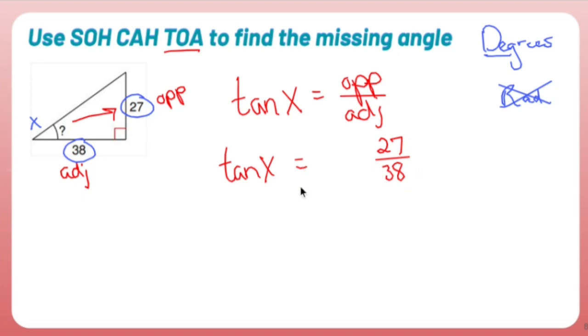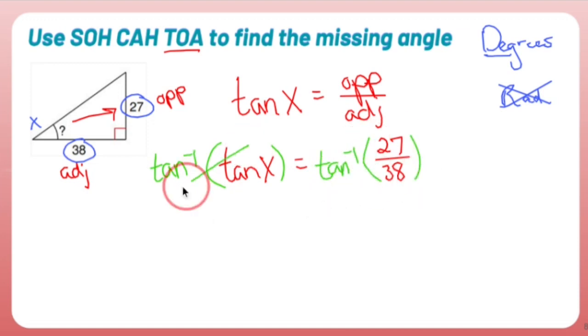I left a lot of space there on purpose, because I have to get X all by itself. And the only way you get X all by itself is to get rid of that tangent. So we get rid of tangents by taking the inverse tangent of both sides. So we write out the inverse tangent of both sides. That allows us to cross out those tangents over there. Now X is all by itself.